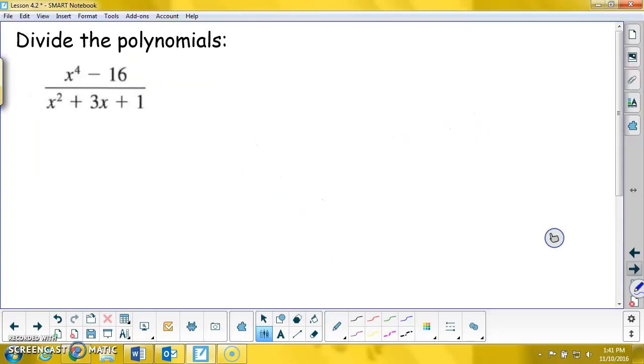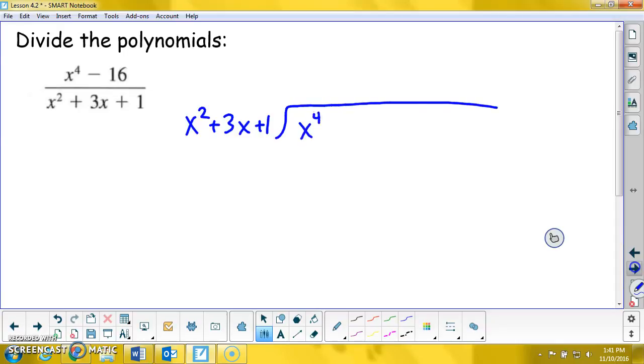So, you're going to be asked to divide two polynomials, so when we set it up, now our dividend, x to the 4th minus 16, it's missing some terms. So I'm going to put in those missing terms with a 0x to the 3rd, a 0x squared, a 0x, and a minus 16. That'll allow us to have columns to work underneath.